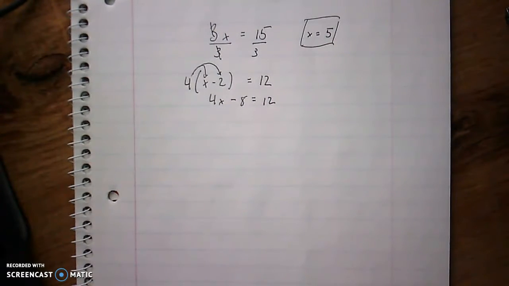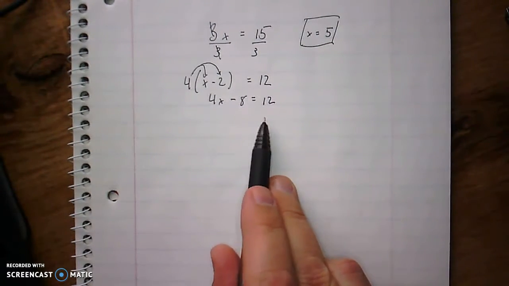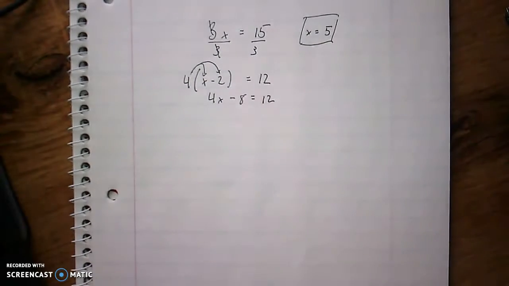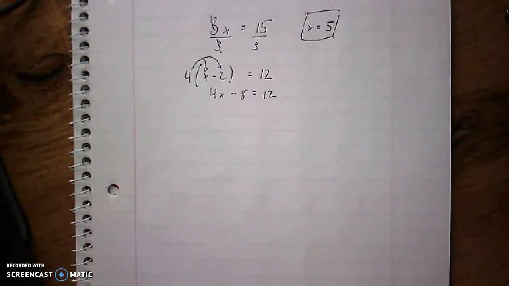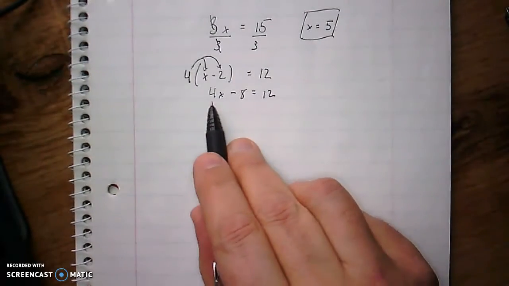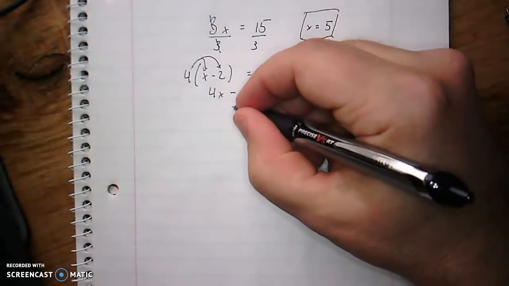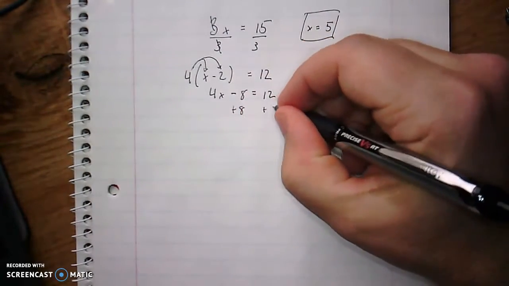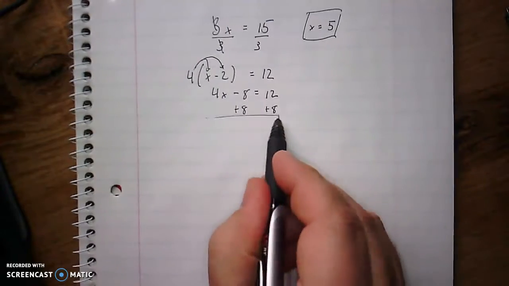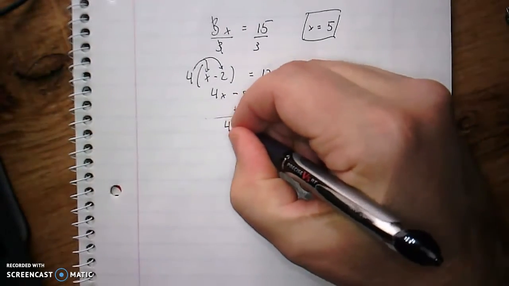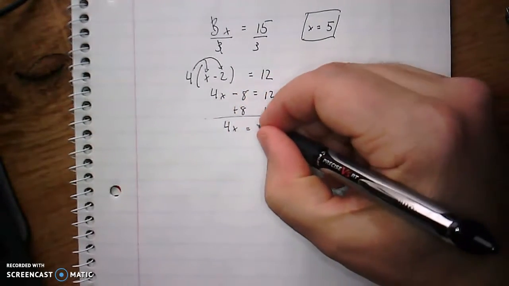Now, to finish this off, we are going to do the same thing we did in the previous problem. Whatever the value is suggesting we do, we do the opposite. So if this is 4x minus 8, we're going to add 8 to both sides. So we now have 4x is equal to 20.